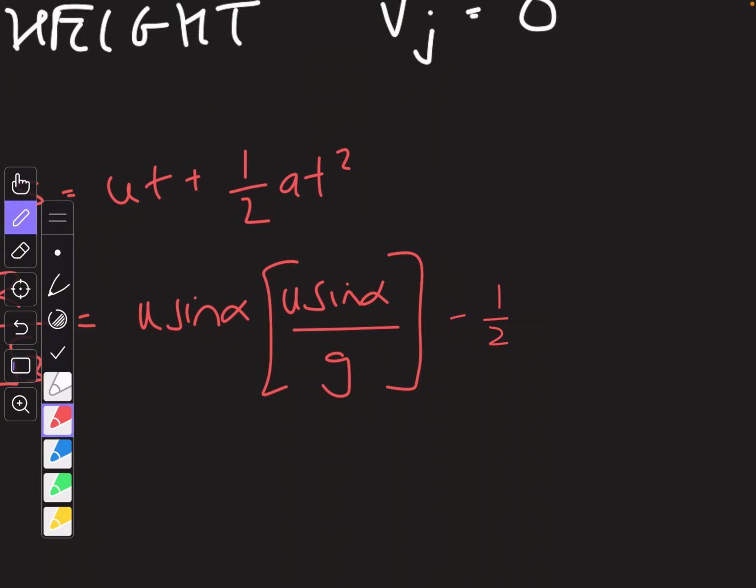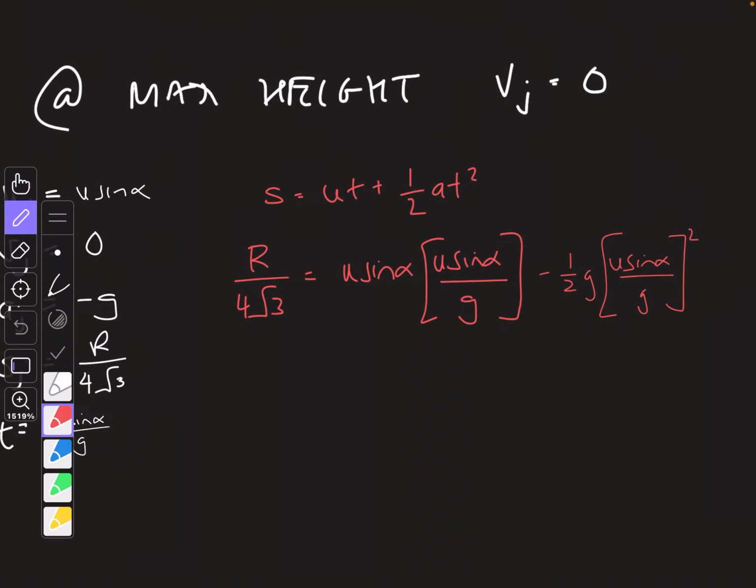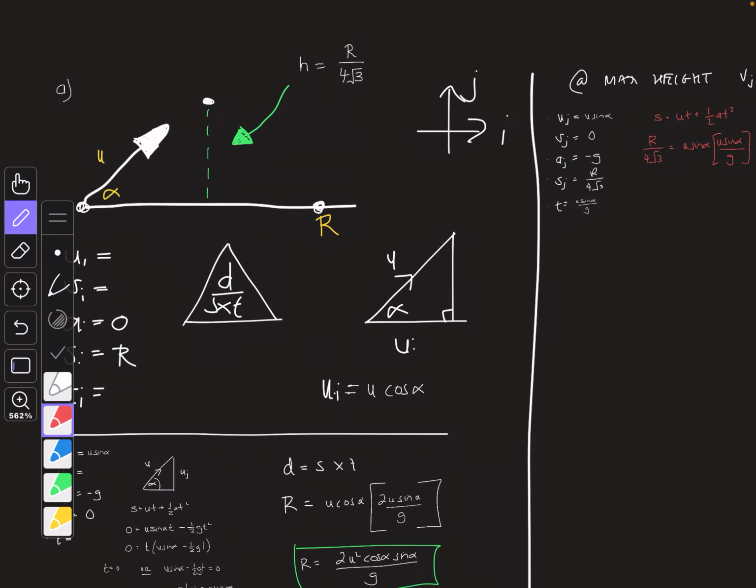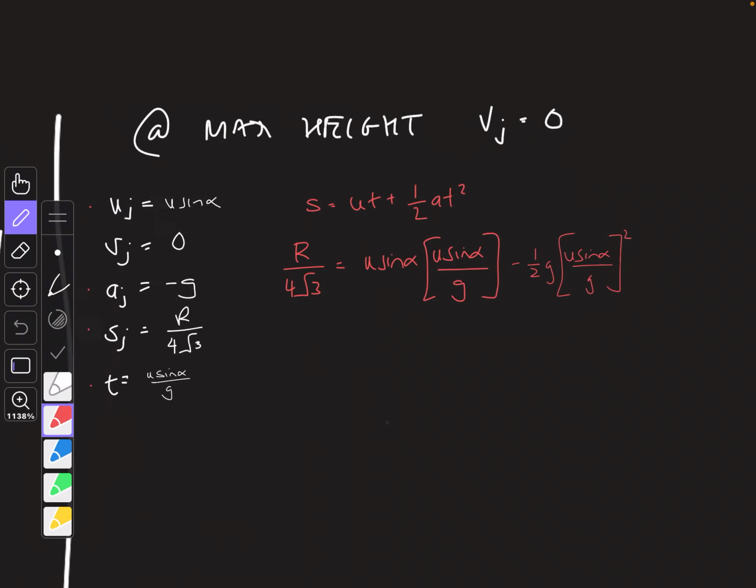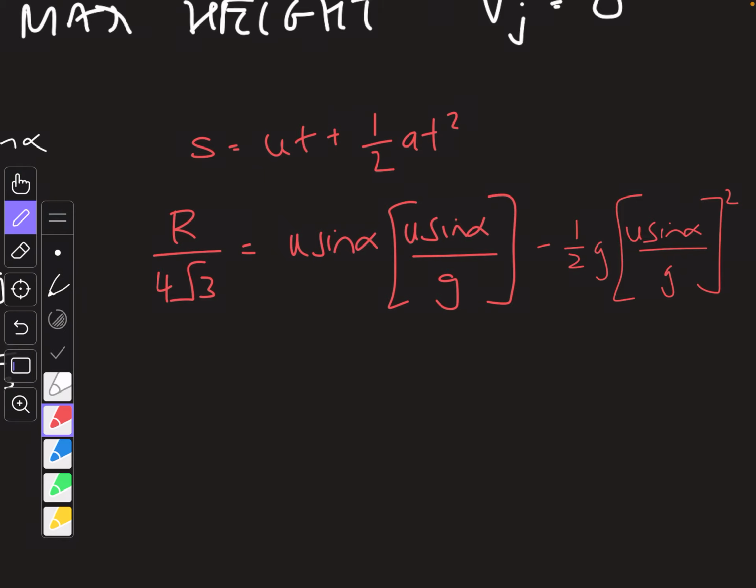Minus a half g by u sine alpha all over g squared. Okay, now we'll probably see some magic in a while. We know what R is. It was given to us. So we have R, so I can take that out, but I'll probably do that in a little while. No rush, I might clean this up first.